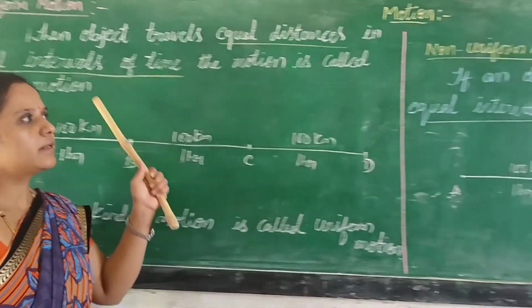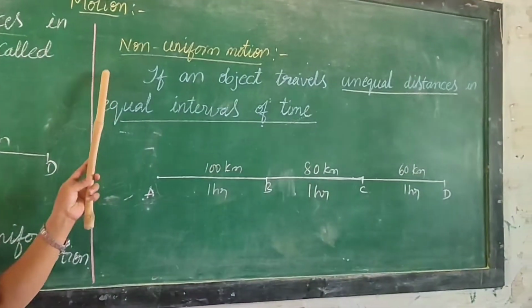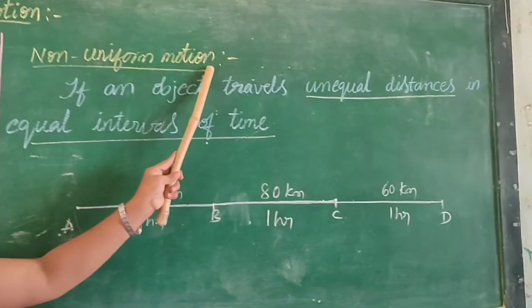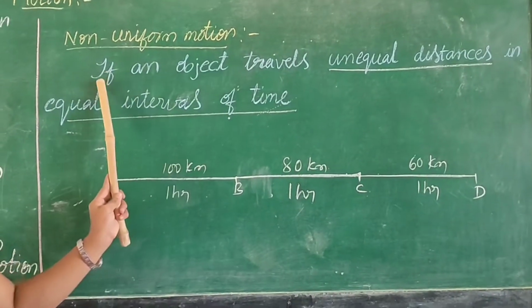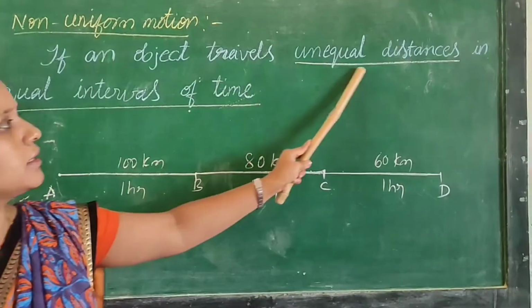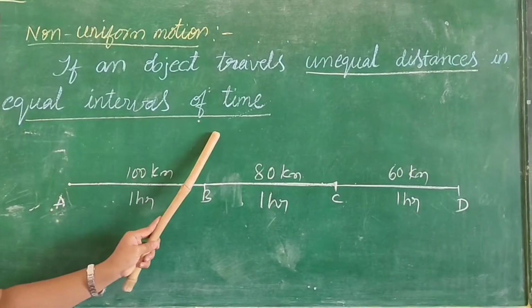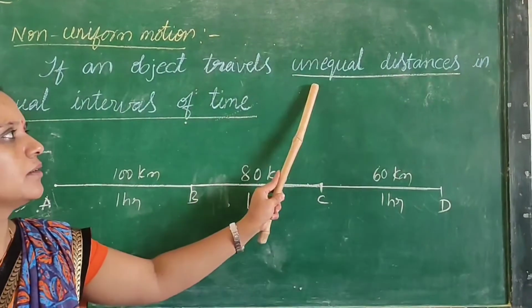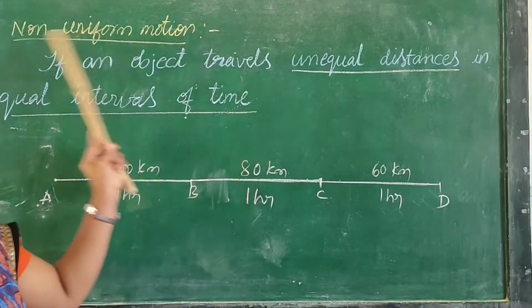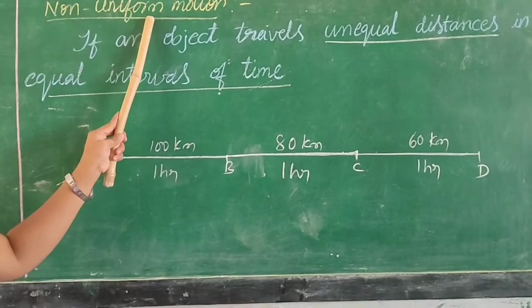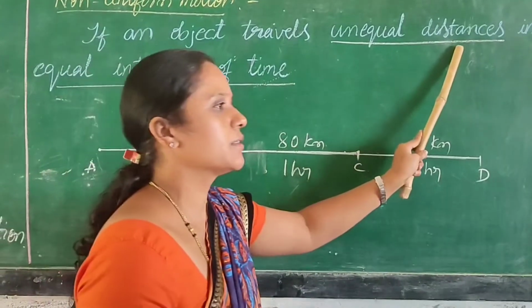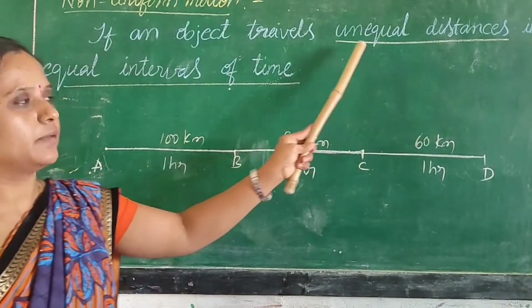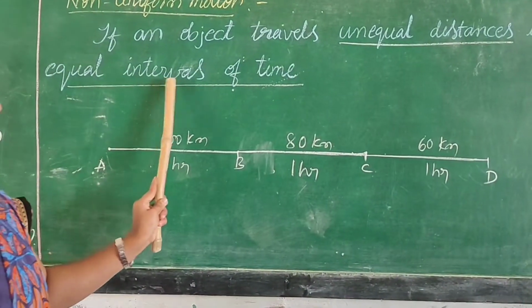Similarly, we again understand what non-uniform motion is. I will read this definition first. If an object travels unequal distances in equal intervals of time, here is some difference between uniform and non-uniform. So here the object travels unequal distances. Unequal means not equal. In equal intervals of time.